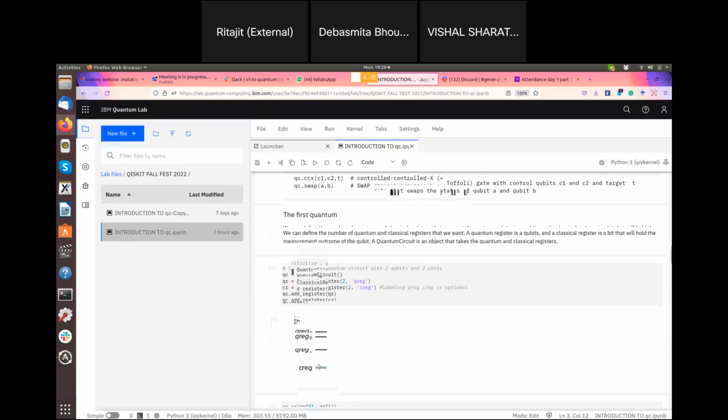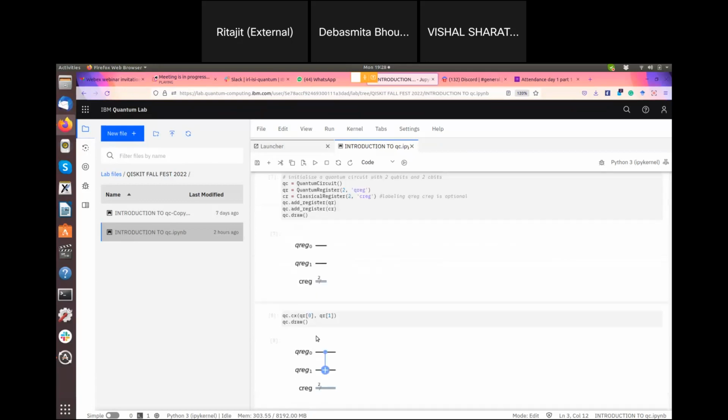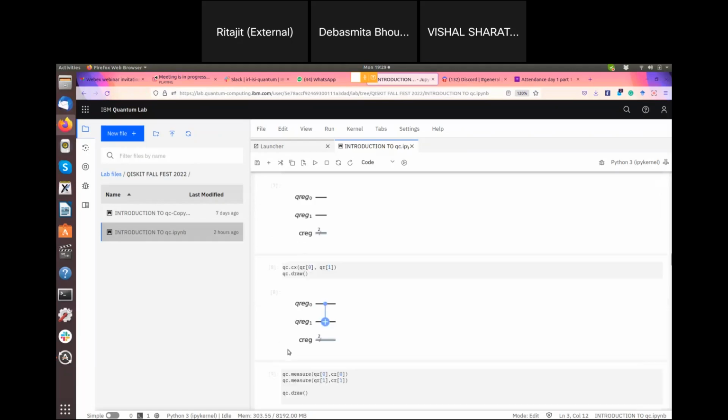Now let's put a CNOT gate. So we have put a CNOT gate. If you see the diagram, this is the control, this is the target. So the syntax is qc.cx. First we write the control, qr[0]. Why 0? Because this is the 0th qubit, this line. The target is qr[1]. This is the first qubit. This is the 0th qubit, this is the first qubit. This is the control, this is the target. And if we draw, then we can see the CNOT gate.